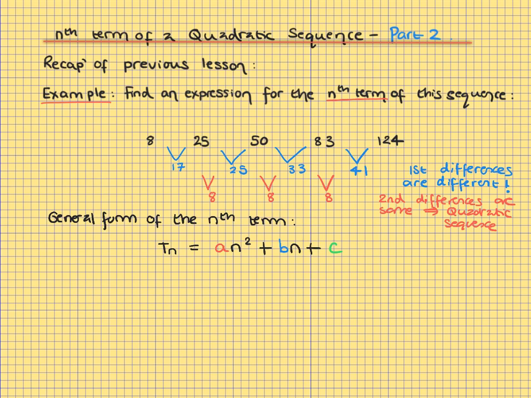Well, there are a series of rules that we can use following the method that we learnt last time round, starting with a, which is equal to half of the second differences, which are all the same. So in this case, a is equal to half of this number here, which is the same all the way along, so a is equal to 4. So we know that our nth term formula will start off 4n squared. And then of course we're left with having to find b and c afterwards.